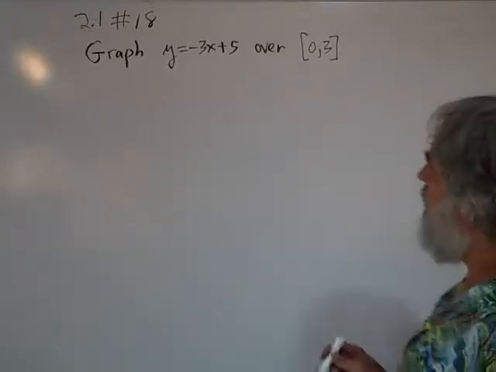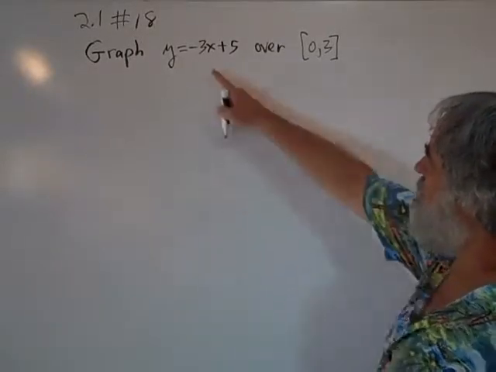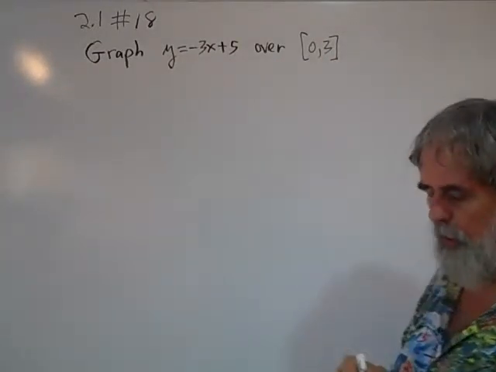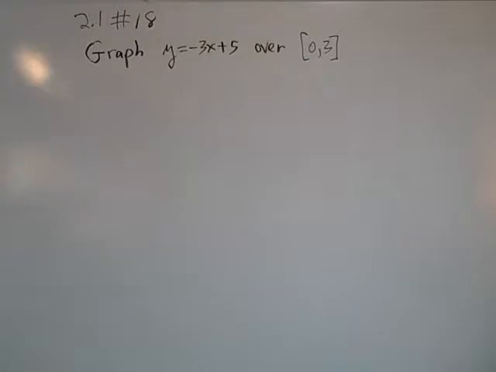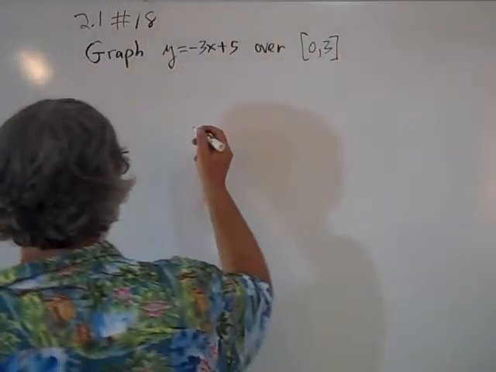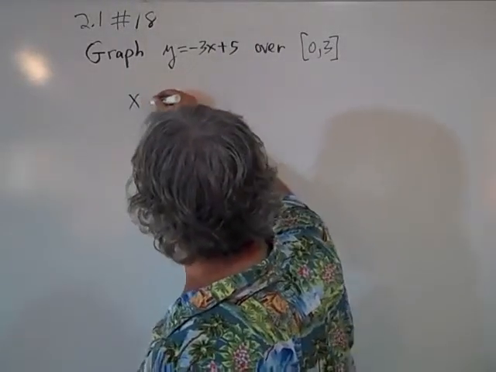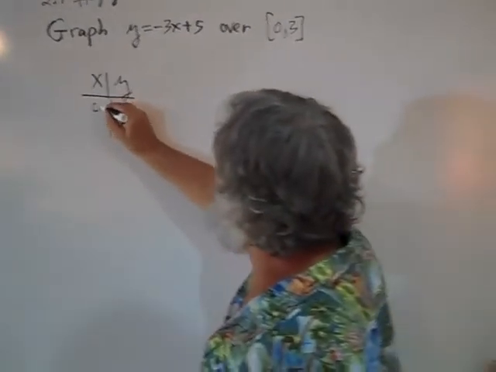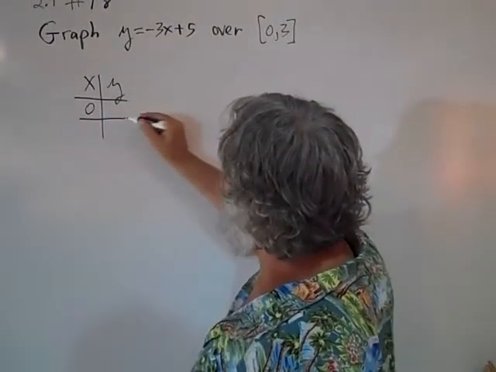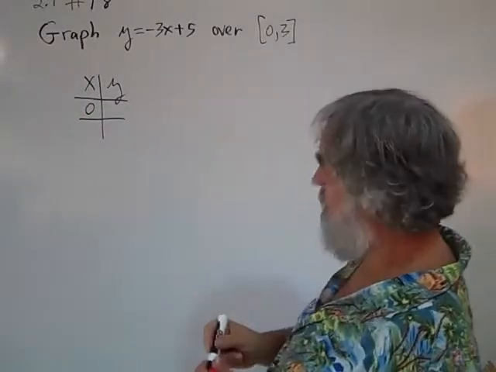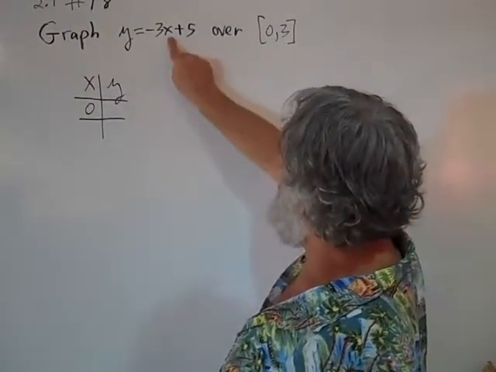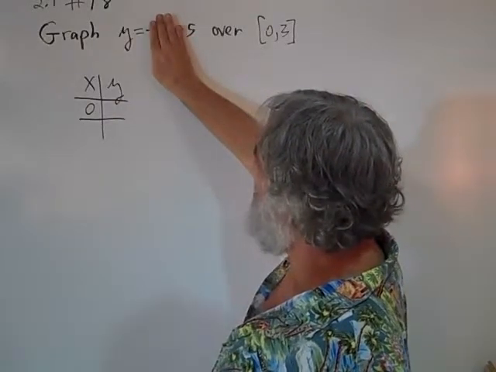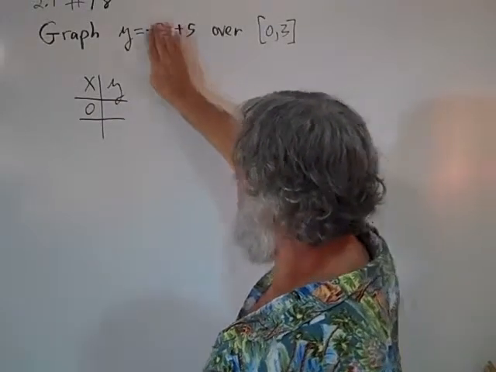Okay, we're asked to graph this equation, y equals negative 3x plus 5, over the interval from 0 to 3. So what we need to do is make a little table of x, y values, where the x's are from the range 0 to 3. Start off with x equals 0. And notice that when x is equal to 0, then negative 3 times 0 is 0, so y simply equals 5. So if x equals 0, y equals 5.